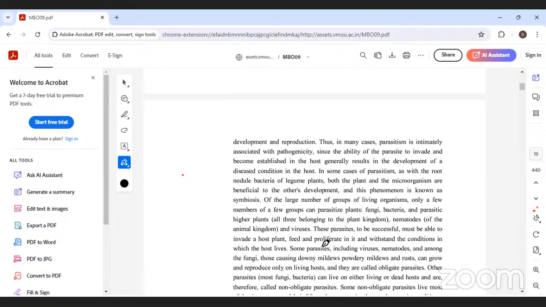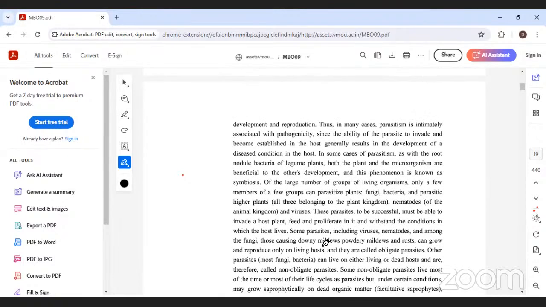Of the large number of groups of living organisms, only a few groups can parasitize plants: fungi, bacteria, and parasitic plants, all three belonging to the plant kingdom; nematodes, which are in the animal kingdom; and viruses. To be a successful parasite, it must be able to invade the host plant, proliferate, and withstand conditions in the host.